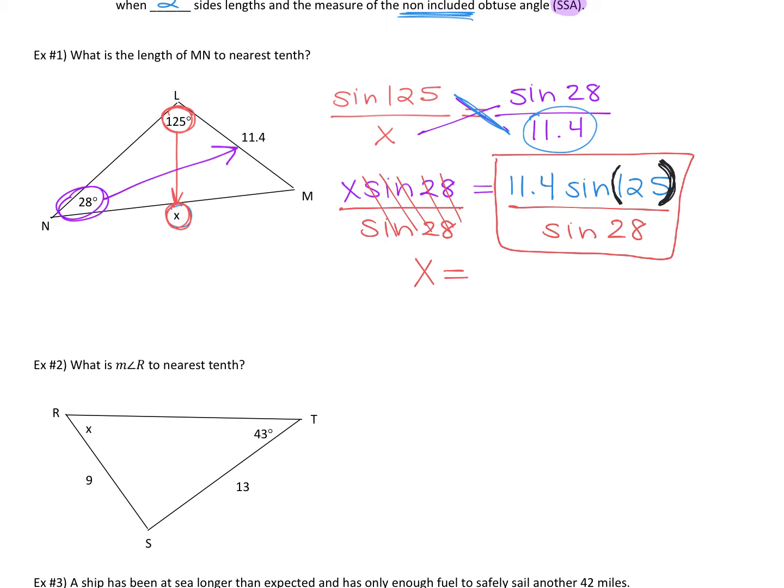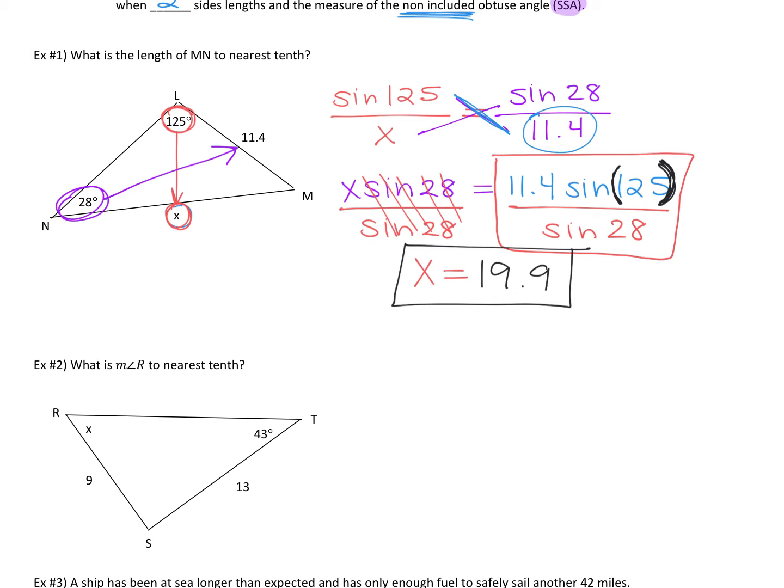So type in 11.4 sine 125 and then divided by a parenthesis, then divided by sine 28. And tell me what you get. Do we have to complete the parenthesis on this 28 also? No, the last one you don't have to. 19.9. Are you getting 19.9? Hopefully. If you're not, talk to me. I will show you how to plug it in. So that comes out to 19.9.